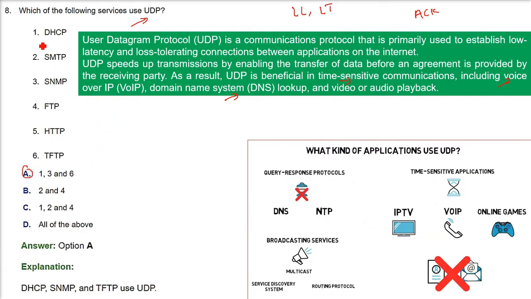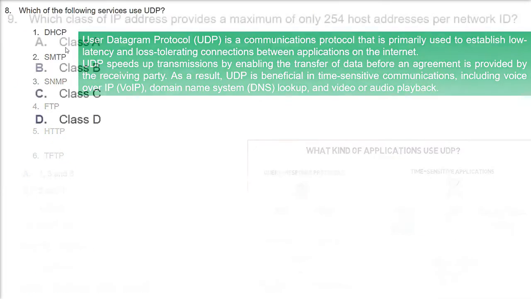DHCP, SNMP, TFTP, they use UDP. For example, FTP, HTTP and SMTP, they all use TCP. DHCP, SNMP, TFTP use UDP.